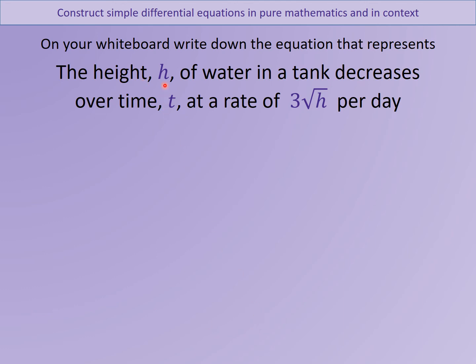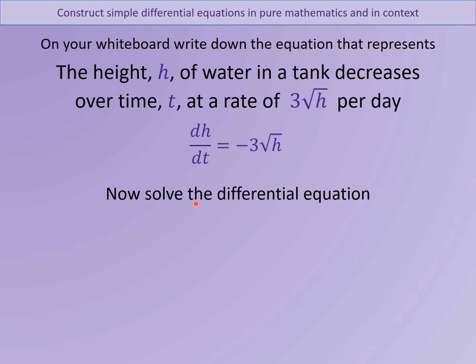So the height of the water tank decreases over time. Let's say it's got a leak or someone's left the tap on, the amount of water in that water tank decreases over time. And it decreases depending on the actual height itself. All right, so if it's very high, maybe there's more pressure and more comes out. When it's very shallow, less pressure, less comes out. So the rate depends on h. Okay, so how do you write that? Change in height over change in time equals minus 3 root h. Okay, pause there, have a go at doing the differential equation yourself.